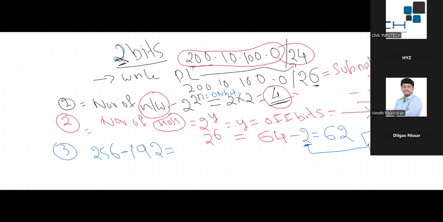Let's say your on bits are 8, 8, 8. This is the default. Then 0, 0, 0, 0, 0, 0, 0, 0. This is the default. How much is it? 24. Correct. You added 2 more bits. Which are those bits? This one and this one. So 24 plus 25 and 26. That's what we mentioned, /26.